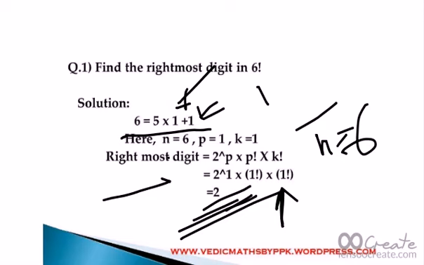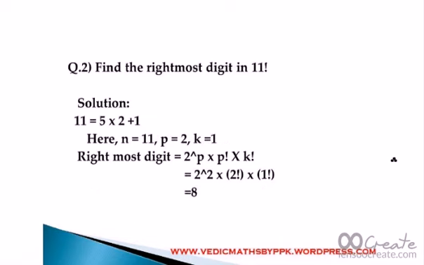Example 2. Find the rightmost digit in 11 factorial. The process remains the same. Go on dividing the number 11 by 5. It can be expressed as 5 into 2 plus 1. Now here n is 11, p is 2 and k is 1. Applying the formula, the rightmost digit is 2 raised to p into p factorial into k factorial: 2 squared into 2 factorial into 1 factorial. 2 raised to 2 is 4, into 2 is 8.